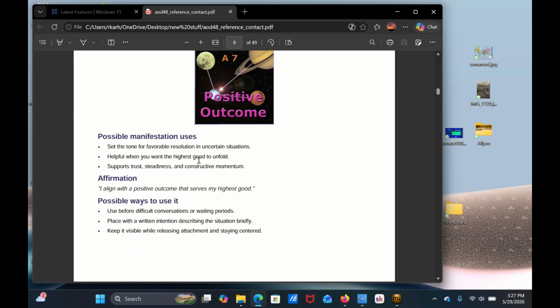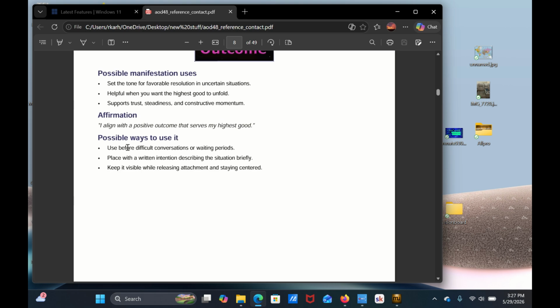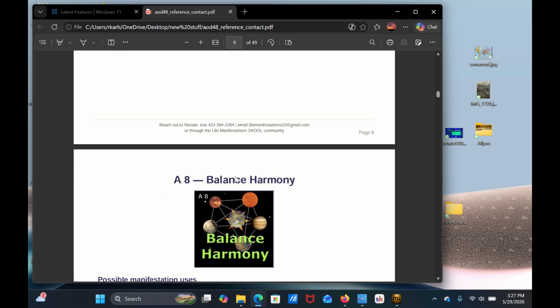Positive outcome. Possible manifestation uses: set the tone for favorable resolution in uncertain situations. Helpful when you want the highest good to unfold. Supports trust, steadiness, and constructive momentum. Affirmation: I align with a positive outcome that serves my highest good. Use before difficult conversations or waiting periods. Place with a written intention, describing the situation briefly. Keep it visible while releasing attachment and staying centered.